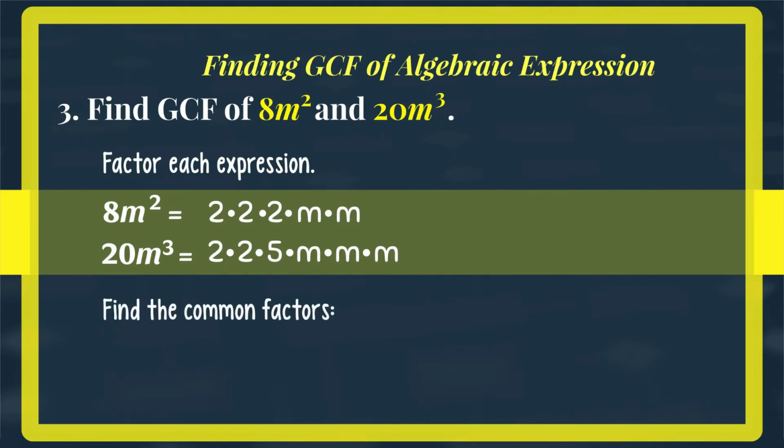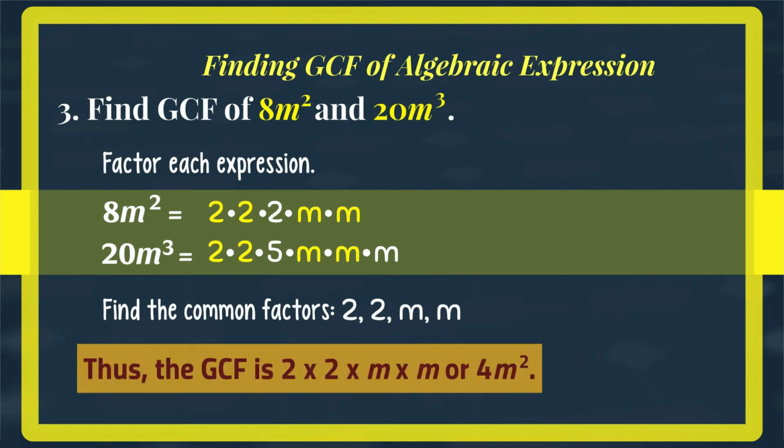As usual, we need to find the common factors. The common factors are 2, 2, m, and m. Just like in prime factorization, we just need to multiply the common factors to find the GCF. Thus, the GCF is 2 times 2 times m times m, or 4m squared.